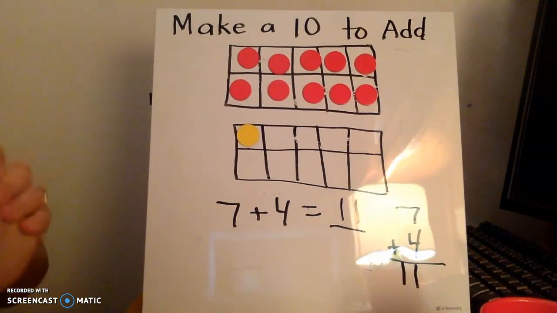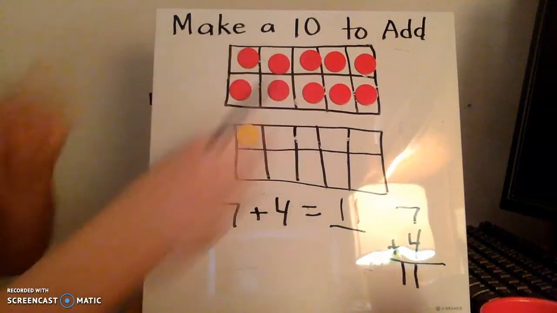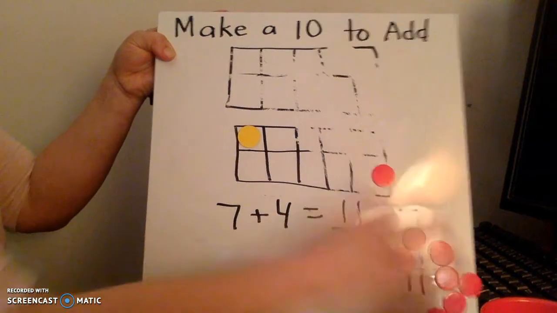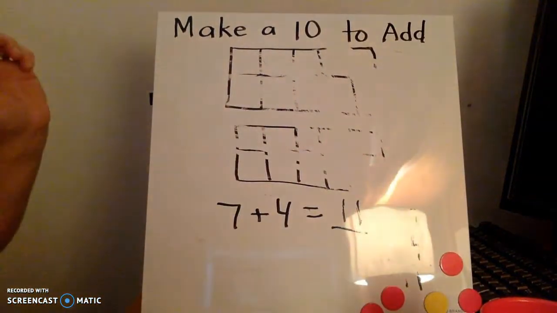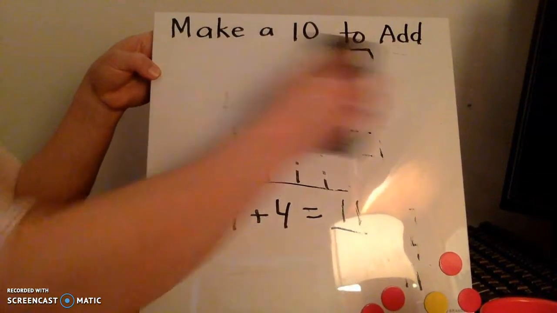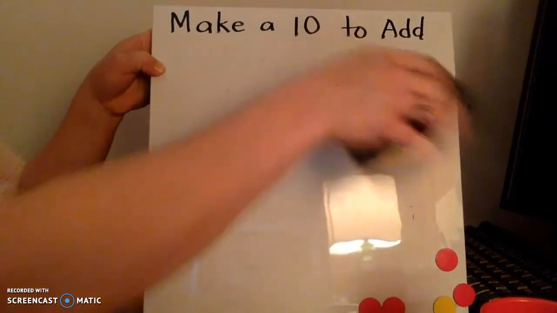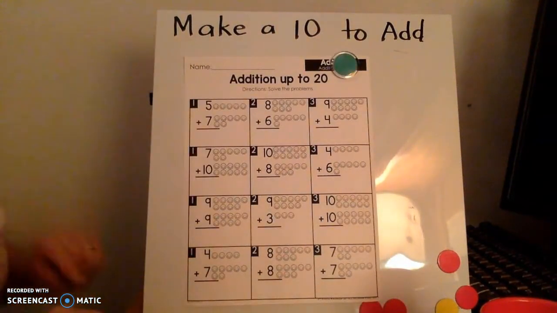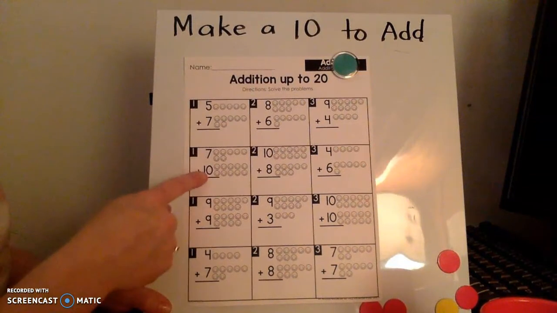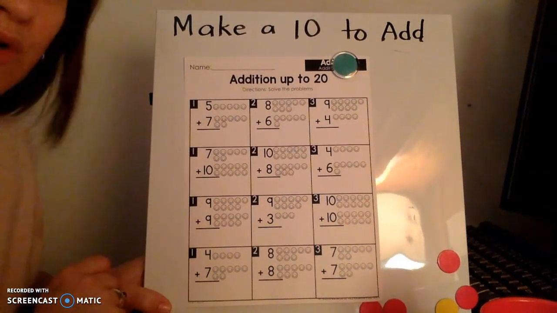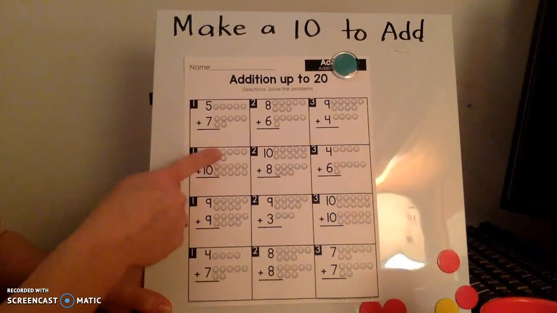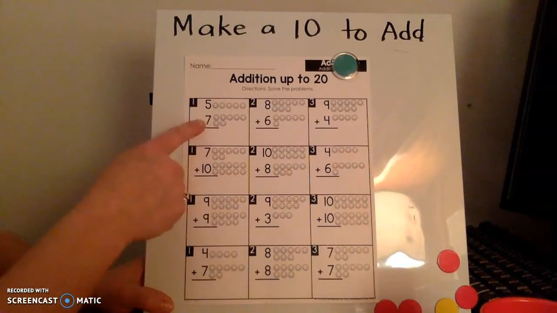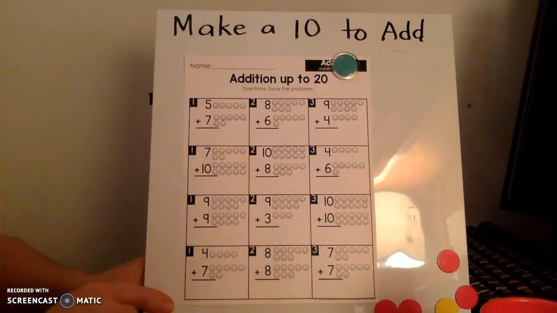All right, friends. Now I'm going to do something a little different. Sometimes we can't move the pieces because it's all on a paper. So I'm just going to show you what your paper looks like for today. You can see that some of these already have a 10. So there's no need to make a 10. You can just say 10 and 7 is, you know the answer.